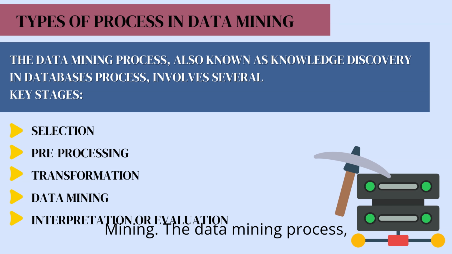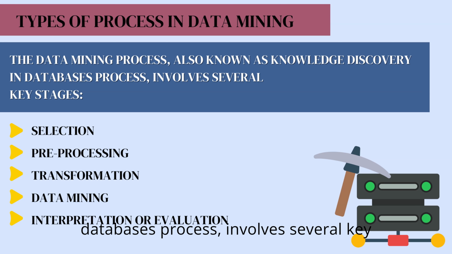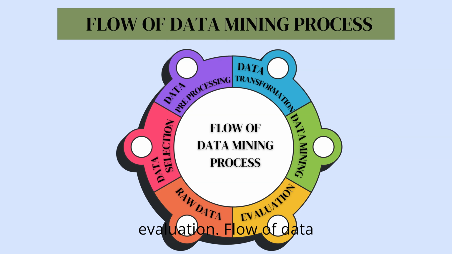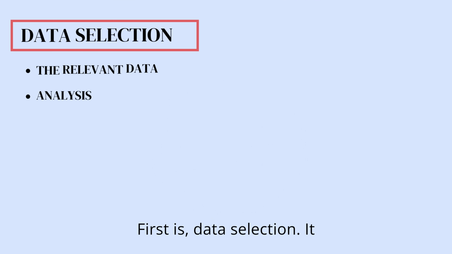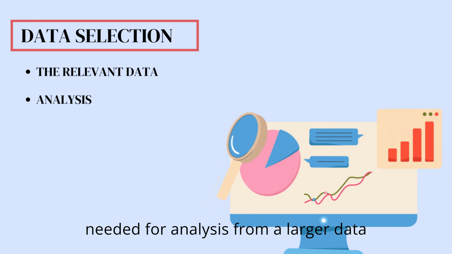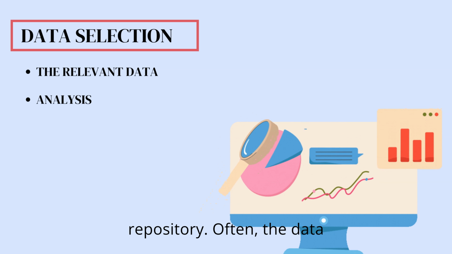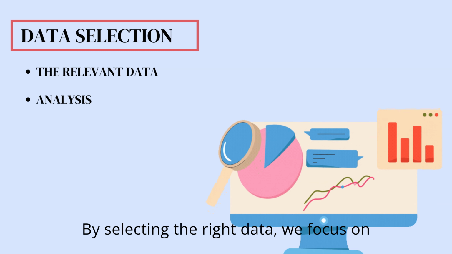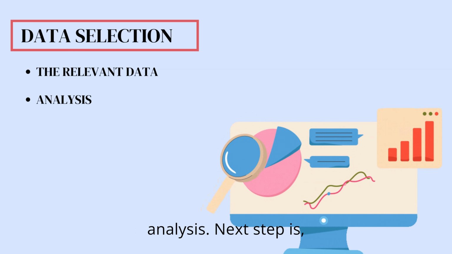The data mining process, also known as the knowledge discovery in databases process, involves several key stages: selection, pre-processing, transformation, data mining, interpretation or evaluation. Flow of data mining process. Let's break down each stage in simple terms. First is data selection. It involves choosing the relevant data needed for analysis from a larger data repository. Often, the data we have is much larger than what we need. By selecting the right data, we focus on what's necessary and useful for our analysis.